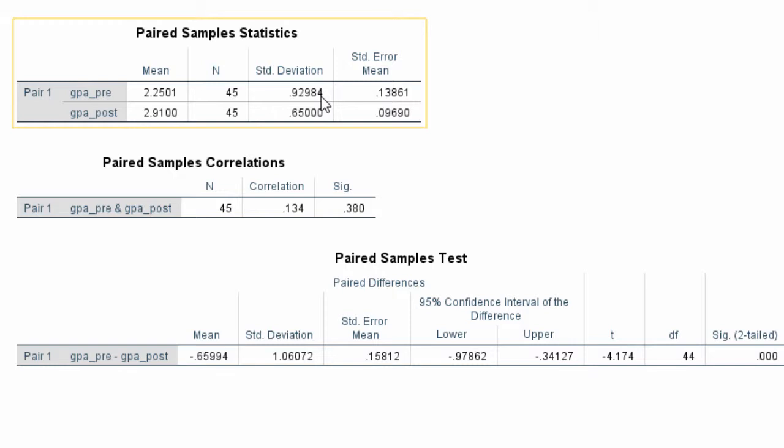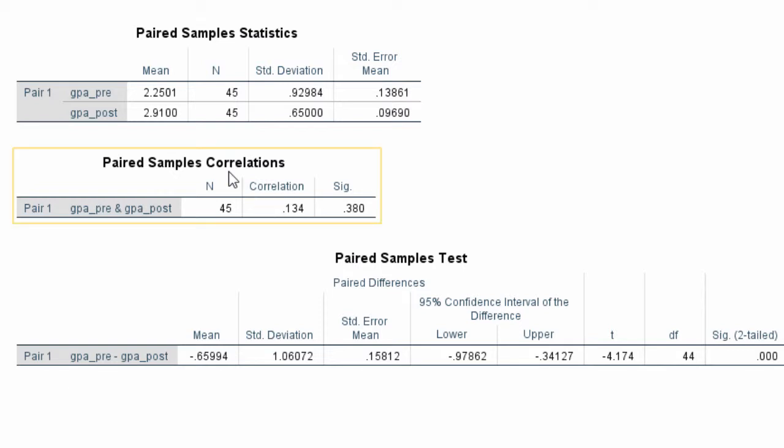And then we have the standard deviation for GPA at pre-training and the standard deviation for post-training. And it's 0.928 and 0.65. So the standard deviation numerically is lower at post. I don't know if it's statistically significantly different. It's not really relevant for the paired sample t-test whether it is or it isn't. Then we have the standard error of the means here for each pre and post.